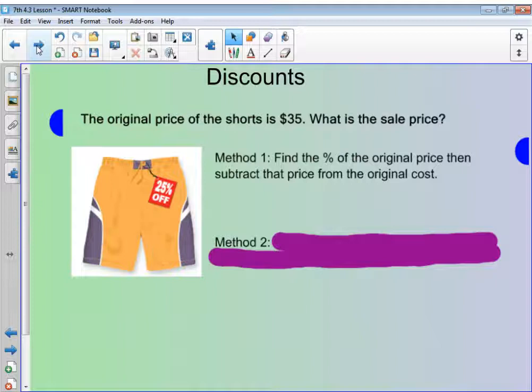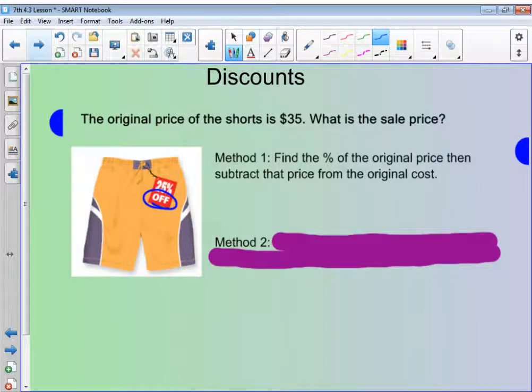Okay, so it says find the percent of the original price, then subtract that price from the original cost. So you could go through and actually find 25% of $35, and you could subtract that off. The other method that you could use is you could go through and do like we did yesterday. And that was, well, when it's a percentage off, okay, that would be a discount or a decrease. So we could go through and take 25% off of our original price, which would be 75%. So we could figure out 75%, 0.75, times $35.